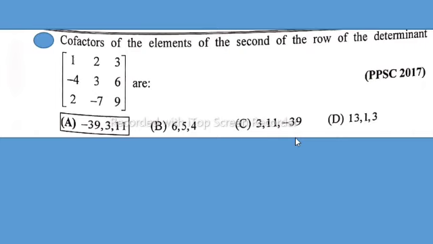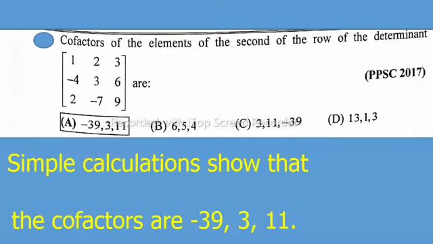In this lecture, I will solve Pakistan Public Service Commission 2017 MCQs, that is, cofactors of the elements of the second row of the determinant matrix are. Solution: simple calculations show that the cofactors are minus 39, 3 and minus 11. So option A is correct.